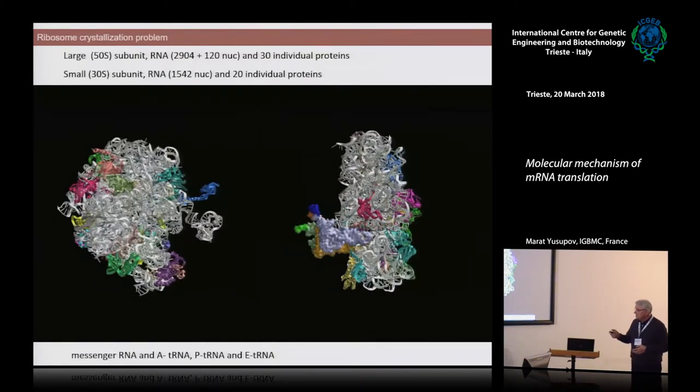As you can see here, the important functional elements, the three tRNAs and messenger RNA, are in the interface area where there are practically no proteins. So all the interactions we have inside, the messenger RNA, three tRNAs, and ribosomal RNA, proteins are not involved in this business. So that's why people think that the ribosome is the biggest enzyme, the ribozyme in the cell.